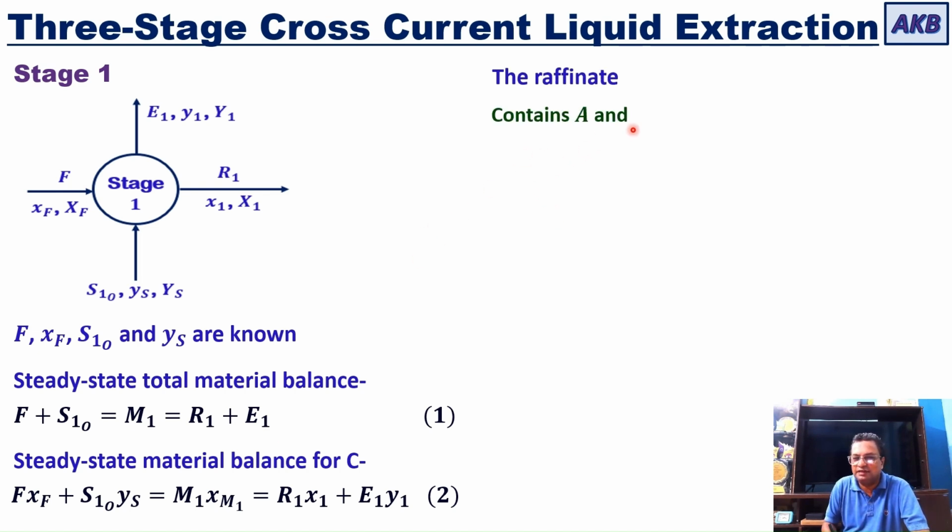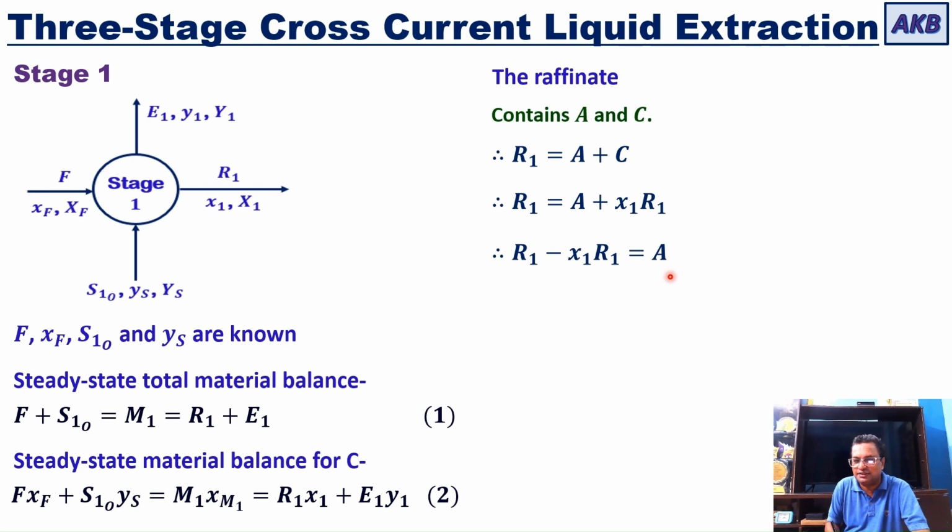Now let us look at the raffinate phase. Raffinate phase will contain A and C. As I said, all A will be remaining in the raffinate phase. So mass of raffinate is equal to mass of A plus mass of C. That is R1 is equal to A plus mass of C, and it is X1 into R1. So if I bring this term to this side, it will be R1 minus X1 into R1, that is equal to A. Now I can take R1 common. So R1 into 1 minus X1 is equal to A. Then I'll bring this term on this side. So it will be R1 is equal to 1 upon 1 minus X1 into A.